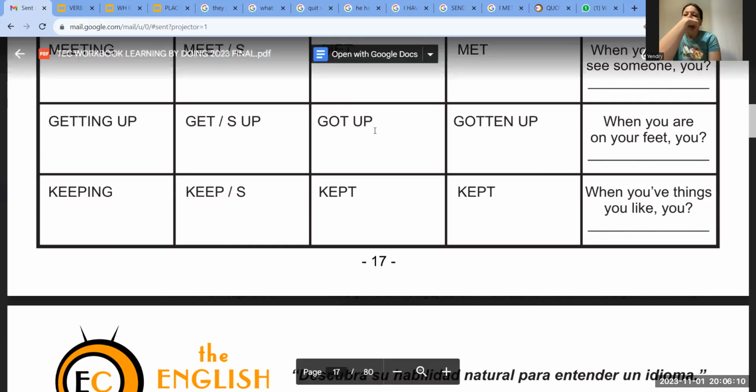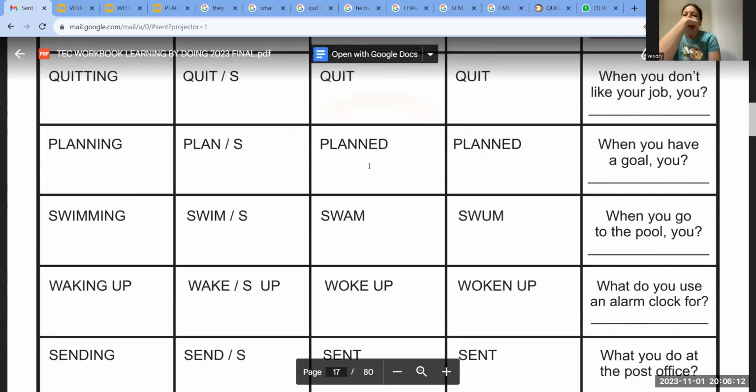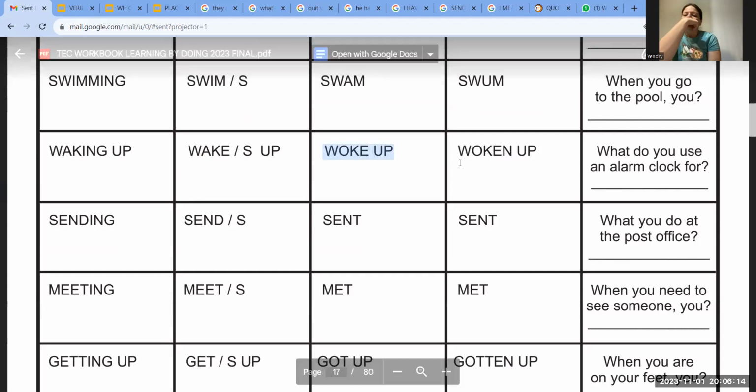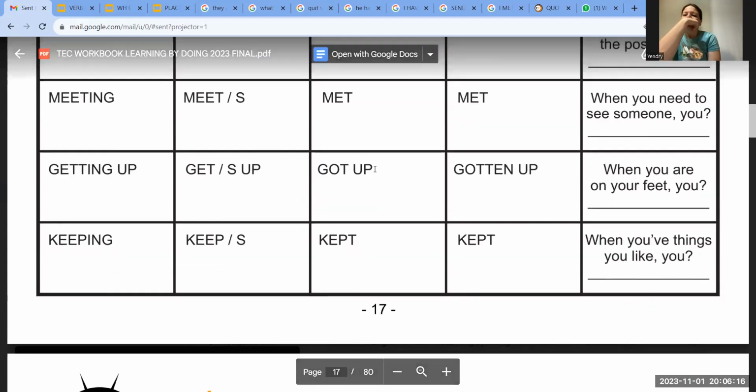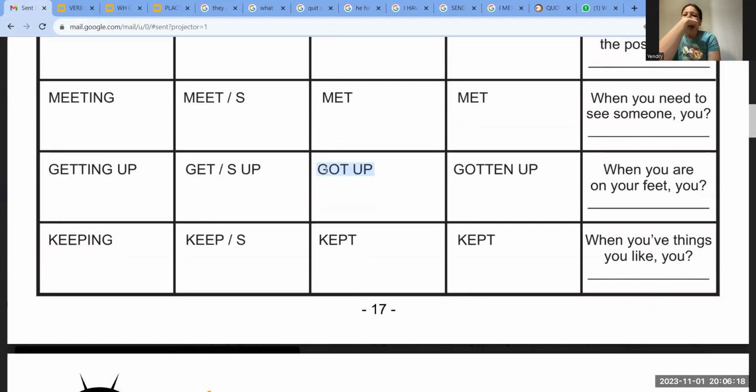Entonces, some people can say, I woke up at 7. Some people say, I got up at 7. Maybe the person woke up at 5, but got up at 7, because get up is to stand. You need to stand, you know? So that's the difference.